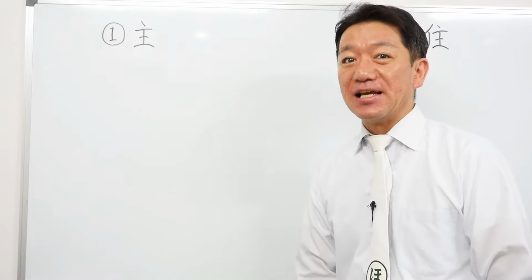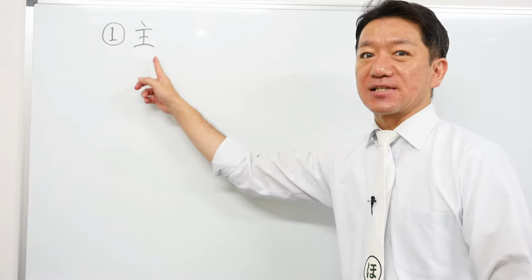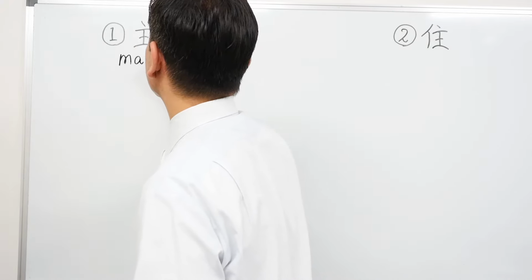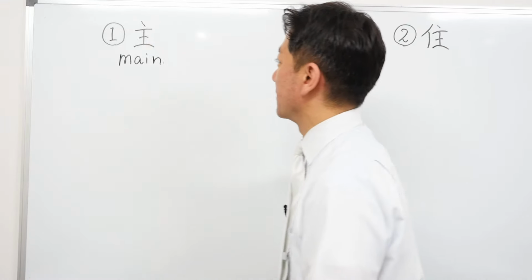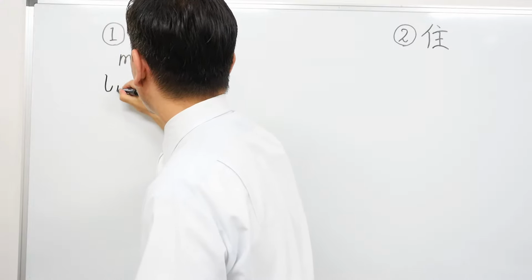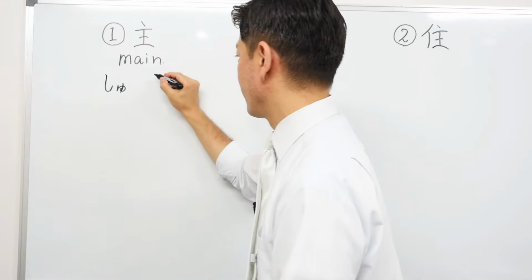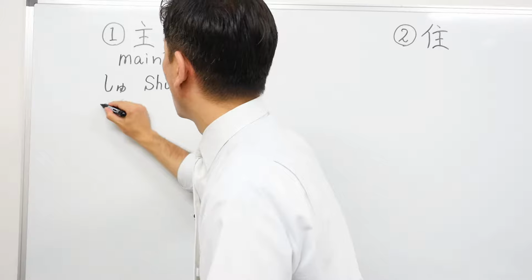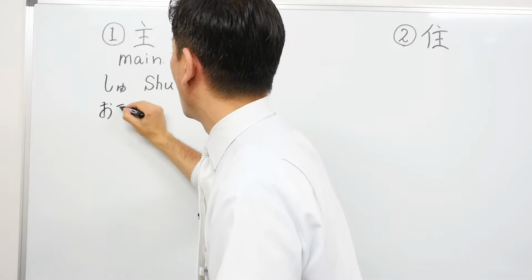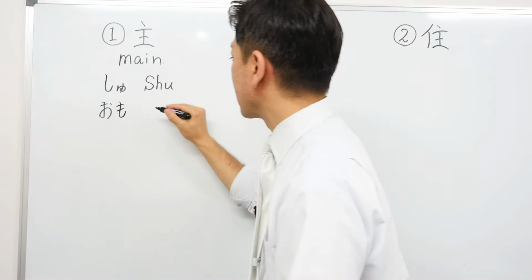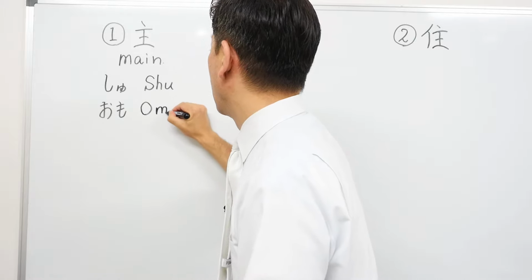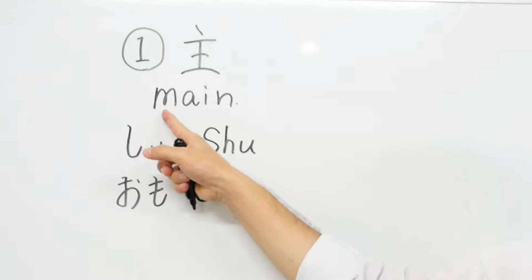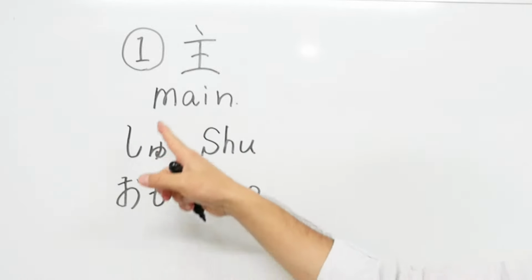This is today's first kanji, shu or omo. In Japanese, this kanji can be read shu or omo. And in English, the meaning of this kanji is main. In Japanese, it can be read shu in hiragana form, and in Roman, shu. And also can be read omo, in hiragana form, o, mo. And in Roman, omo. So again, shu or omo, which means main in English.